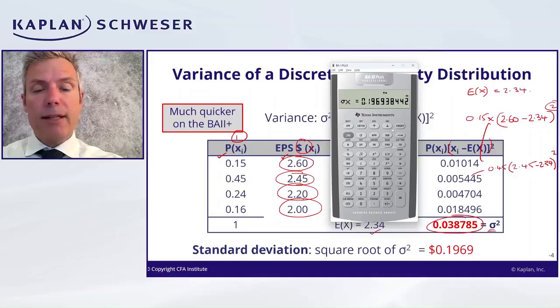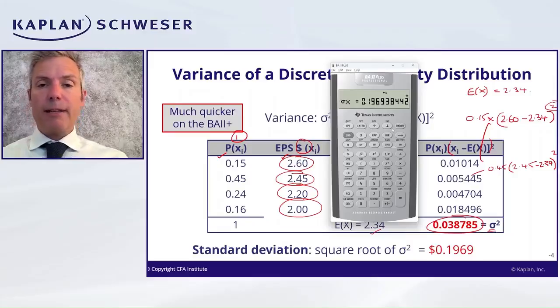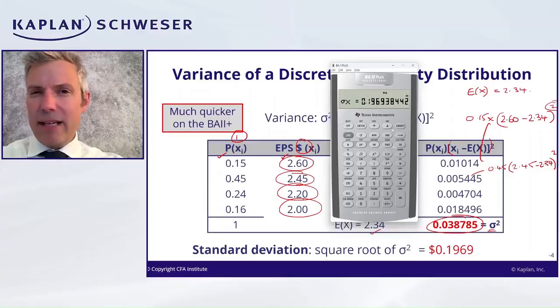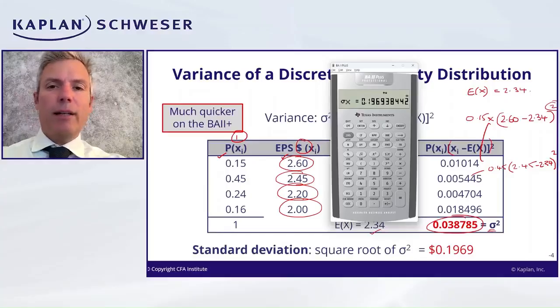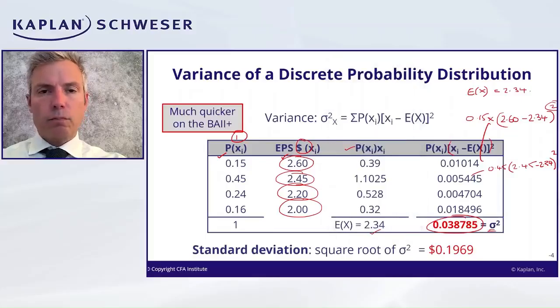Why is this a population standard deviation? It's a population standard deviation because we've looked at the whole distribution here, the whole 100% of outcomes. So much quicker on the BA II Plus. Really much quicker. I don't know. Don't be lazy. Understand what you're doing. And don't rely on the calculator too much. All right, moving on.